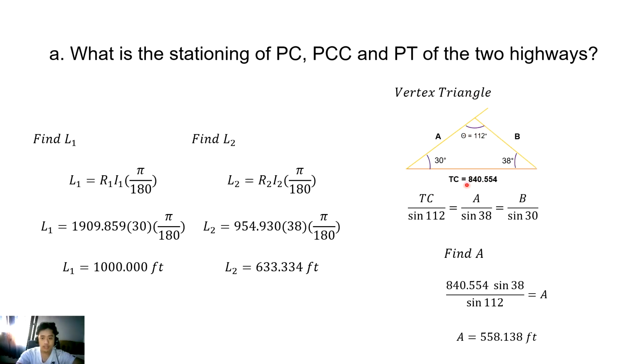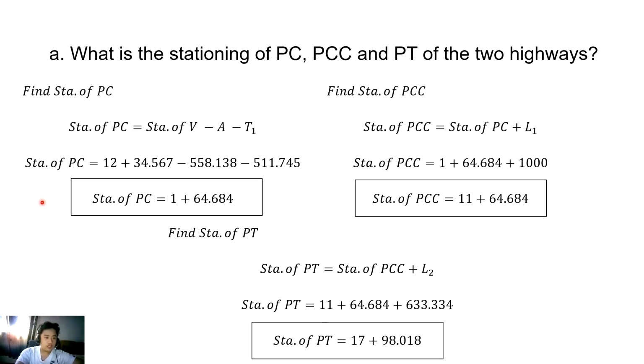So, nakuha na naman natin yung TC kanina, which is 840.554. Then, same formula kung paano natin kinukuha yung A, cross multiply. So, 840.554 times sine 38 all over sine 112 and we'll get A, which is 558.138 feet. For the station of PC naman, we're going to use station of vertex minus A minus T1.